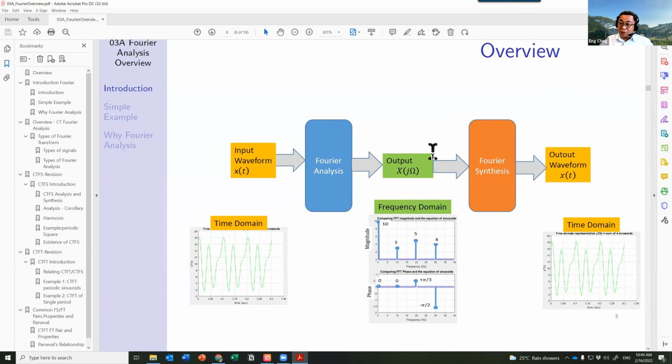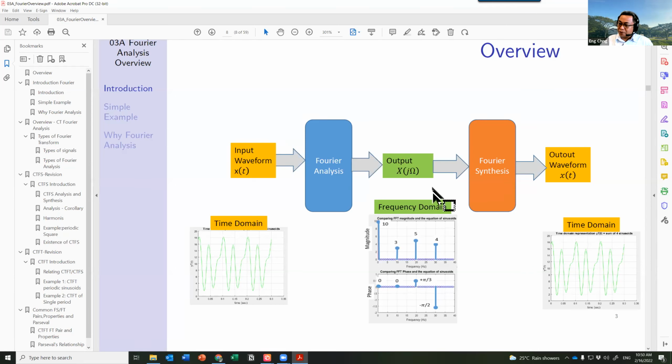Fourier means we always start with continuous time. We have an input function that is repeating. Fourier says if you have an input function that is repeating in continuous time, you can actually represent it in the frequency domain. How? We call this representation the Fourier analysis. We analyze this and represent this original waveform in the frequency domain.